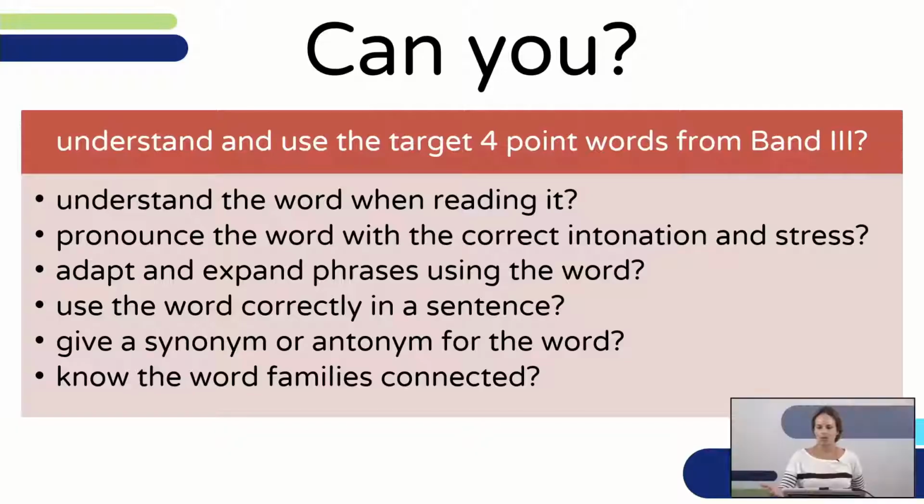With these words, I want to know if you can understand and use these target 4-point words from band 3, okay? If not, please don't worry, that's what we're going to do today. We'll learn to understand the word when reading it. We'll learn how to pronounce the word with the correct intonation and stress. We will learn to adapt and expand phrases using the word. We will use the word correctly in a sentence. We will give a synonym or antonym for the word.